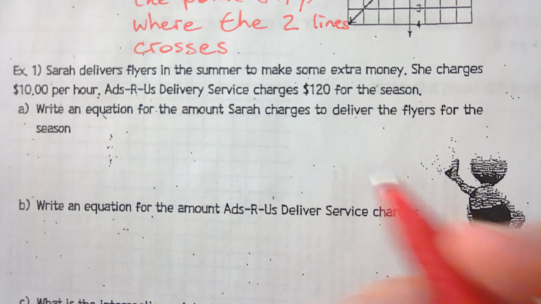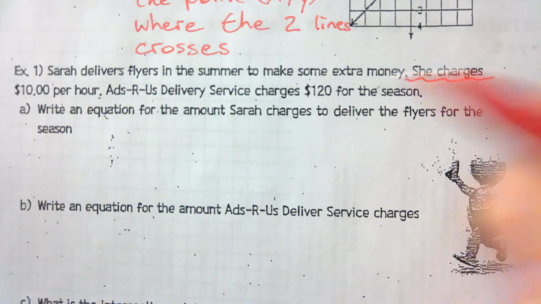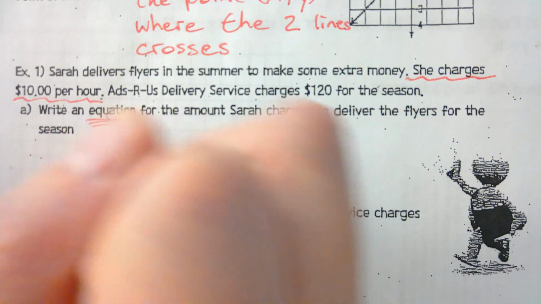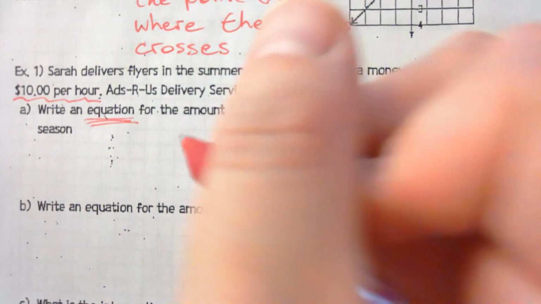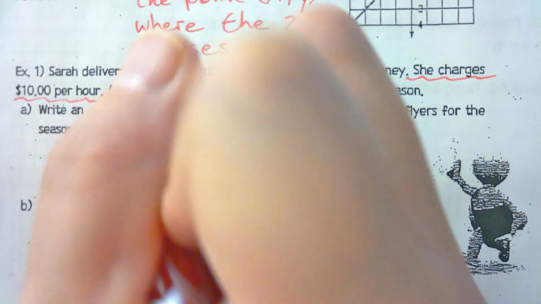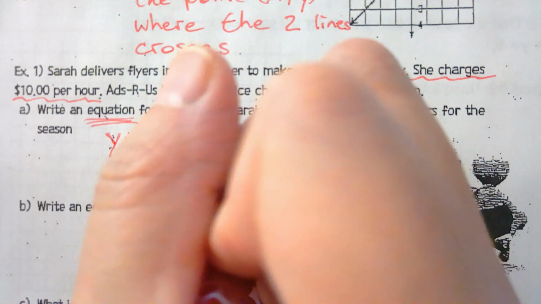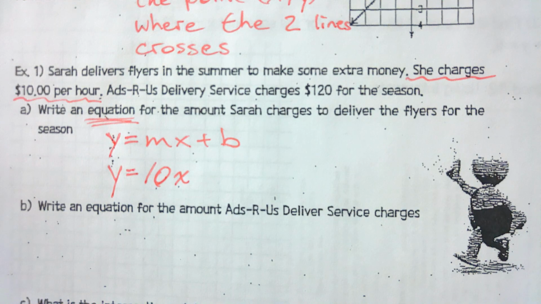Okay. So this one she charges $10 per hour. So I want to write an equation. Again, what is the format of an equation of a line? Yeah. Y equals mx plus b. So we want to write it in y equals mx plus b format. So $10 per hour. So y equals 10x. Yeah, 10x. That's it. My b is 0 because I'm not charging anything extra. It's just the $10 per hour. And so that's my equation.